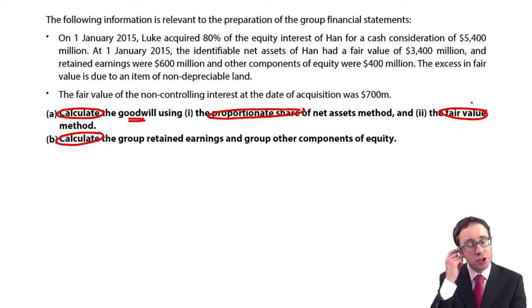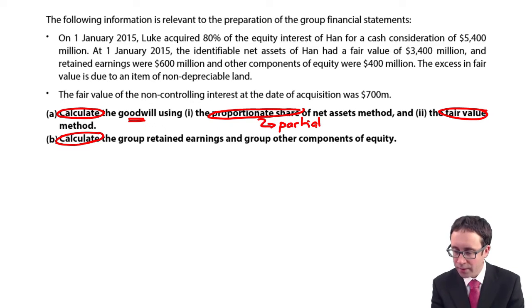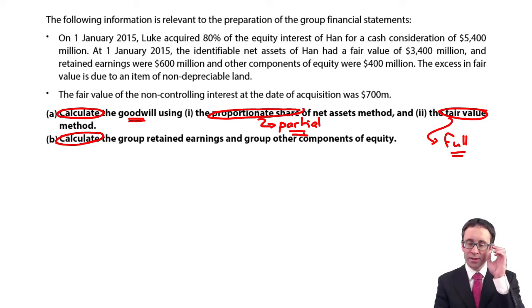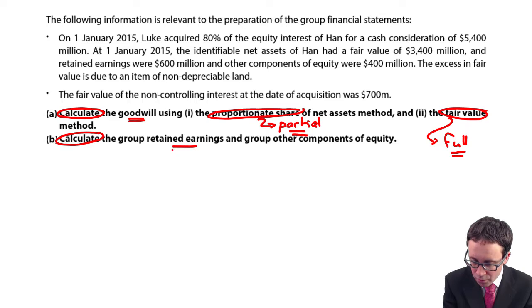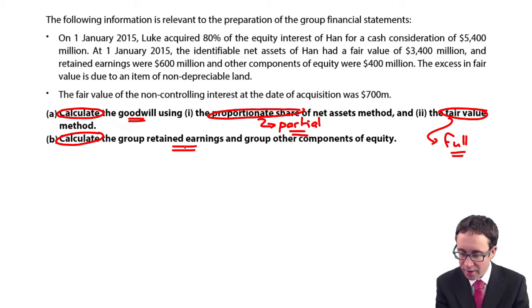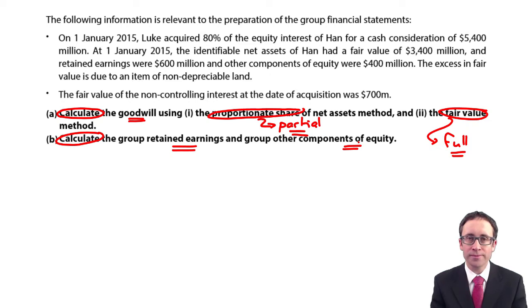So remember, the proportionate share method is also referred to as your partial goodwill, and then the fair value method is referred to as your full goodwill, isn't it? Okay. Hopefully you're familiar with that from the days of F7 or financial reporting, to give its more up-to-date name. And then in part B, it wants you to work out your group retained earnings. So is that your standard working 5? And then your other components of equity, which is what we touched upon very briefly in the video before.